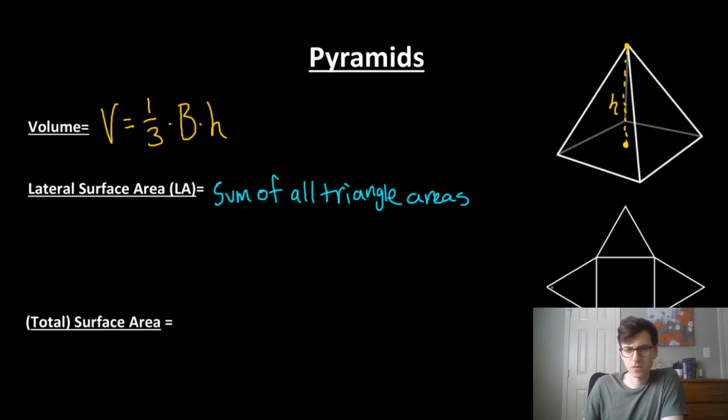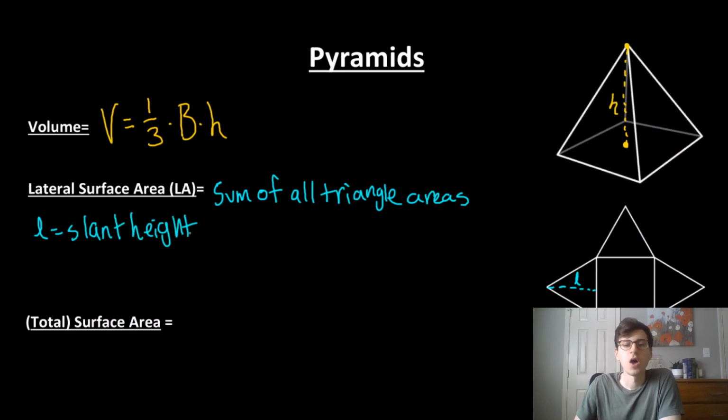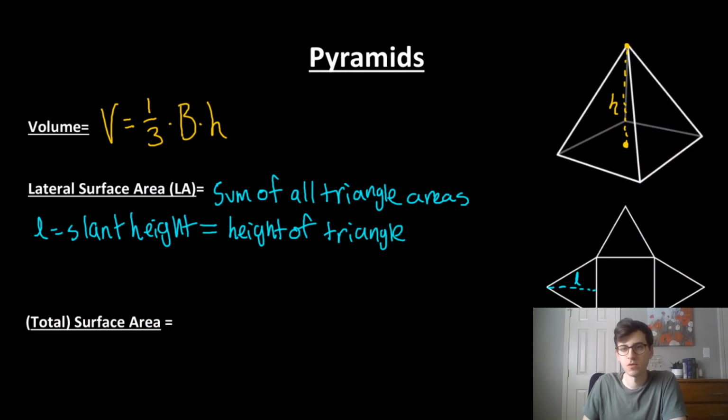And so in order to find the area of a triangle, you might remember we do 1/2 times base times height. Well, we don't want to get confused here because we already have the height of the pyramid. So we call this L right here, which is the slant height. So L is our slant height of the pyramid, which is just the height of a triangle. Drawn on the pyramid, it would look like this.